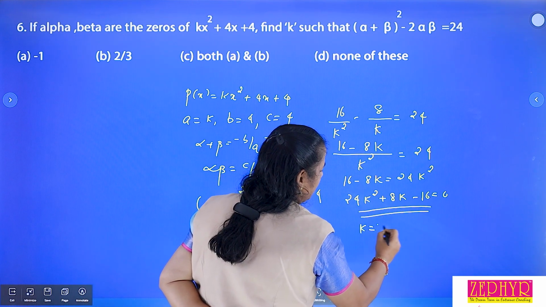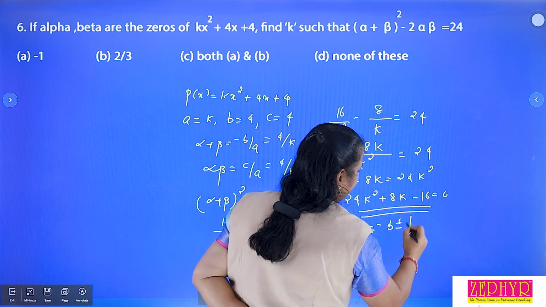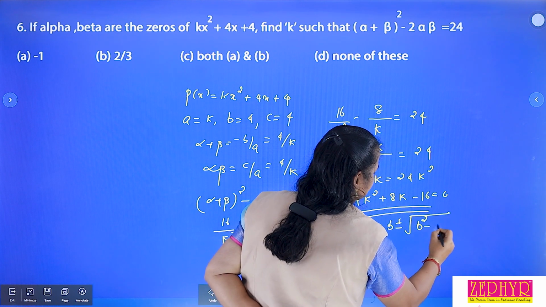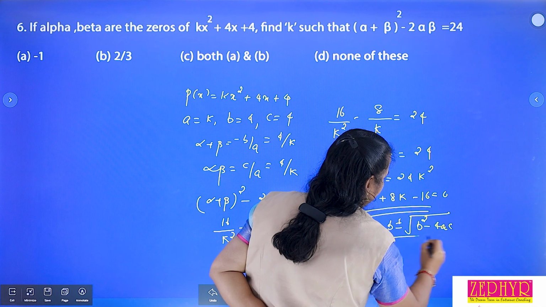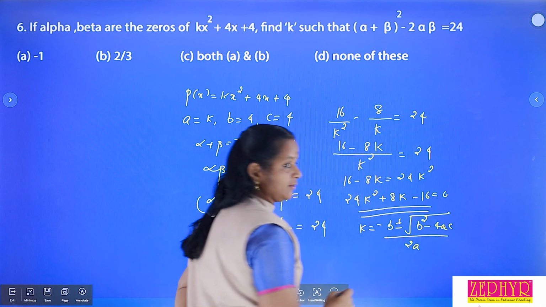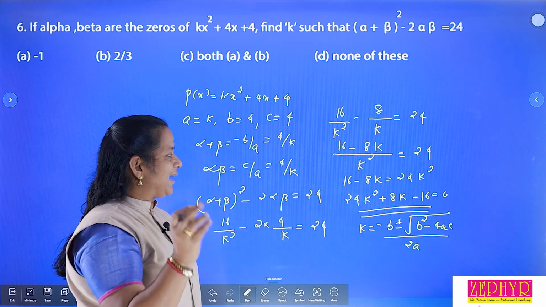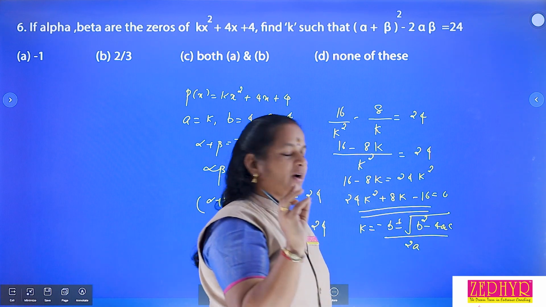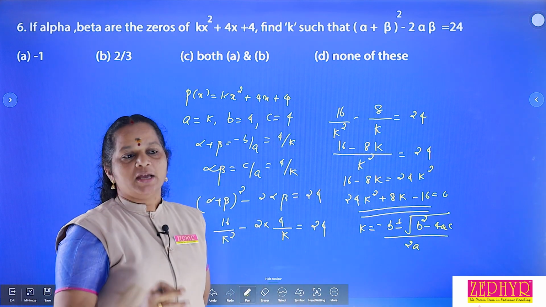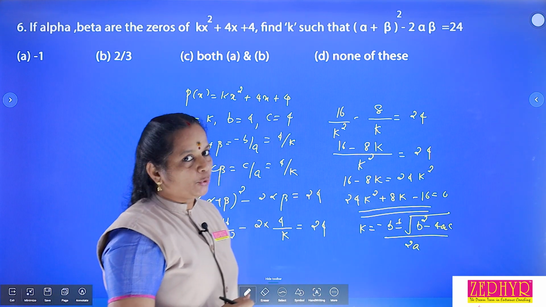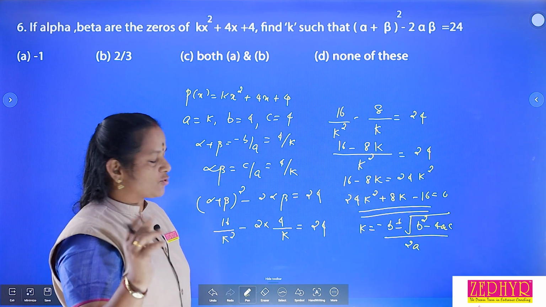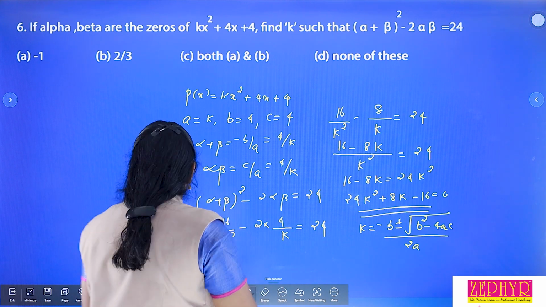k is equal to minus b plus or minus root of b square minus 4ac, by 2a. Either using this equation or by factorizing this as two linear polynomials, we can find the answer. Can you do it yourself? Okay, try it. Then come to the next question.